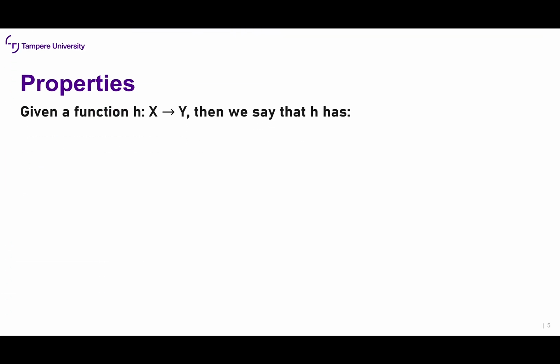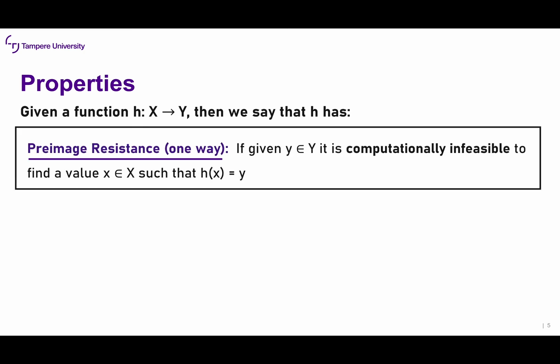Now, let's see some more core properties of cryptographic hash functions. So given the hash function h from x to y, we say that h has pre-image resistance, also known as one way, if it should be hard to find the message with a given hash value, which means that if you are given y, it should be computationally infeasible to find the value x such that h of x equals y.